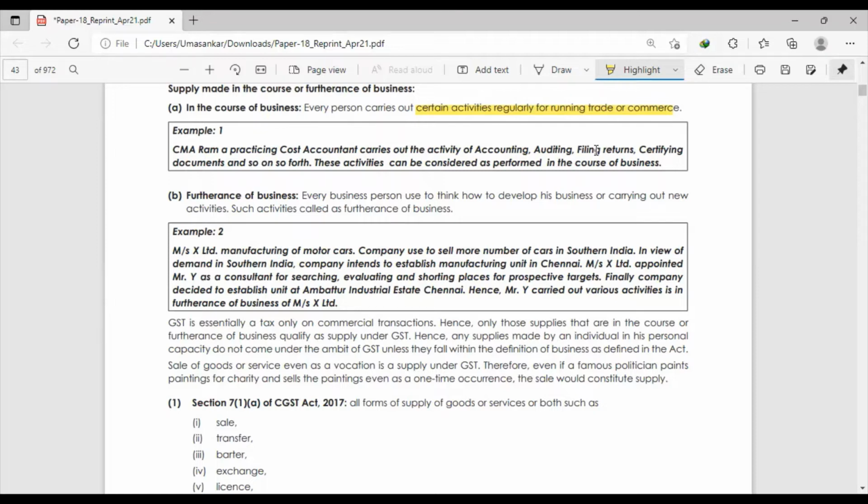Okay. Then what do you mean by furtherance of business? As we have studied in the definition of supply, that it is written as in the course or furtherance of business. So what do you mean by furtherance of business? Every business person used to think how to develop his business or carry out new activities, and such activities are called furtherance of business. Meaning we can say it can be an extension to the normal meaning of business. Okay, it's just a normal extension.